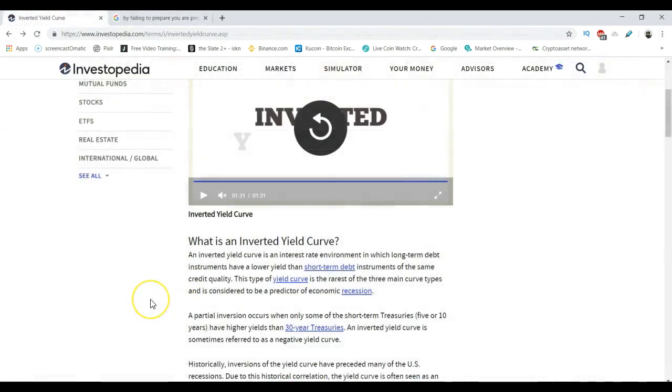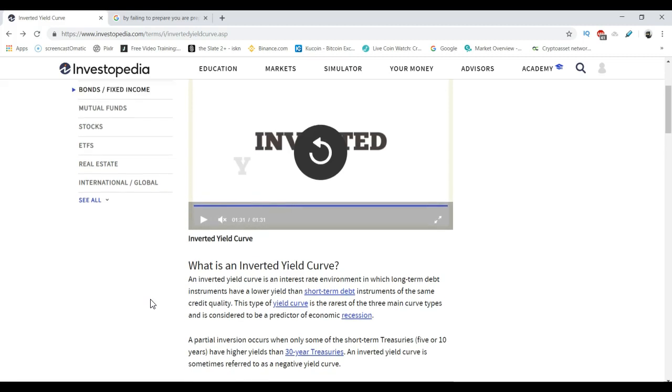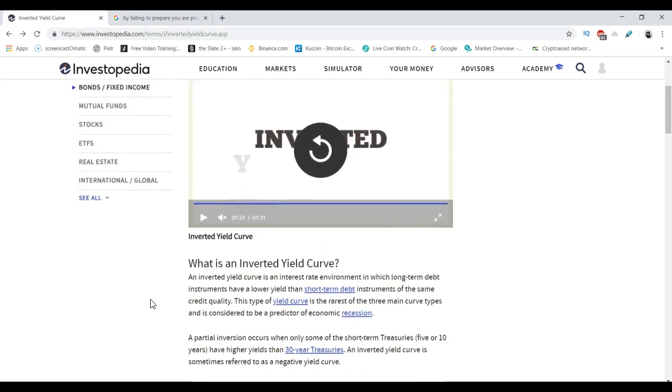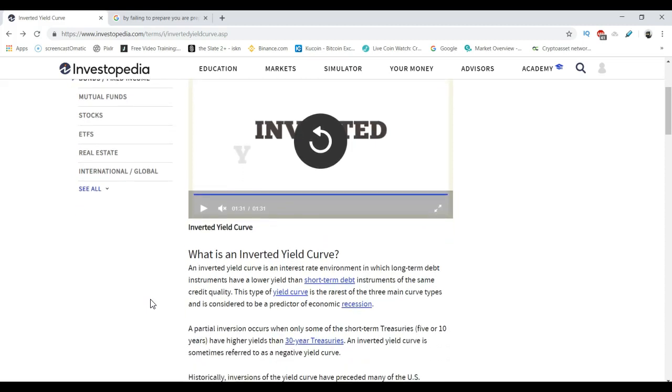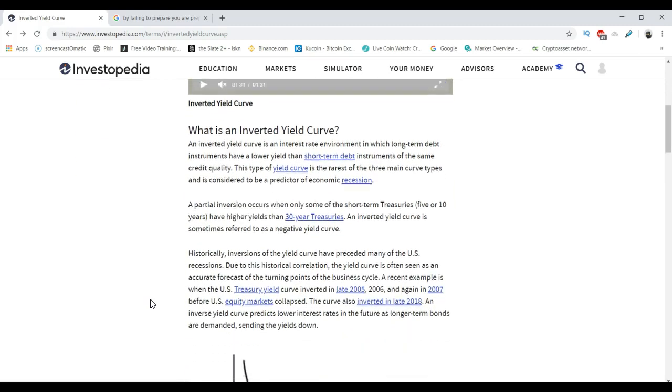It's going to be a short video today. And we are going to be talking about the yield curve and what that means. So what is an inverted yield curve? An inverted yield curve is an interest rate environment in which long-term debt instruments have a lower yield than short-term debt instruments of the same credit quality. This type of yield curve is the rarest of the three main curve types and is considered to be a predictor of economic recessions.